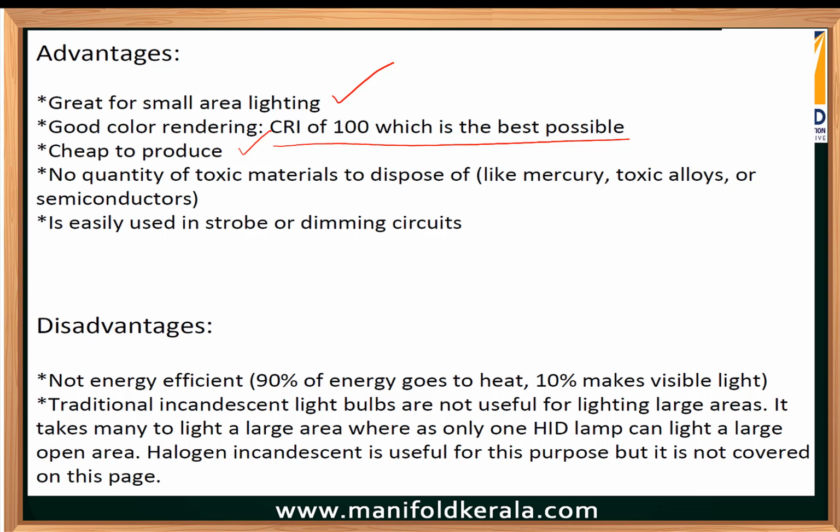Disadvantages. They are not energy efficient. Why? Because 90% of the energy is wasted in the form of heat. Only 5 to 10% is used for light. Incandescent lamps are not used for lighting large areas. It takes many to light a large area because we require more lamps to illuminate. So there are better options for illuminating a large area, like high intensity discharge lamps such as metal halides, or LED lamps, which are usually used these days.